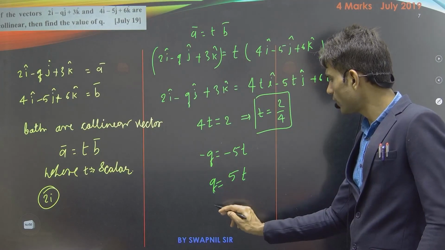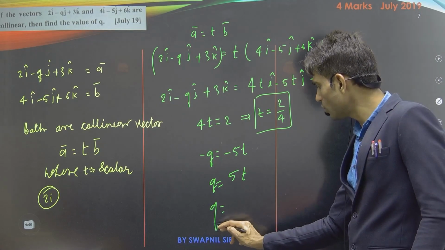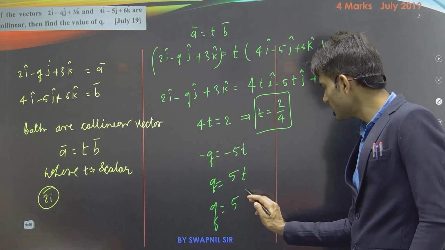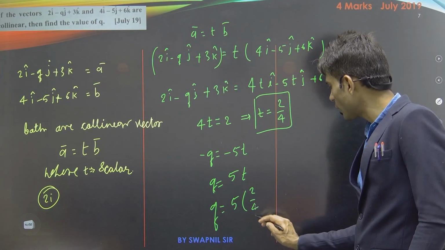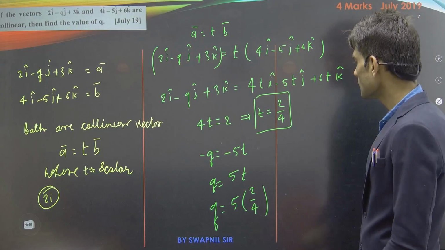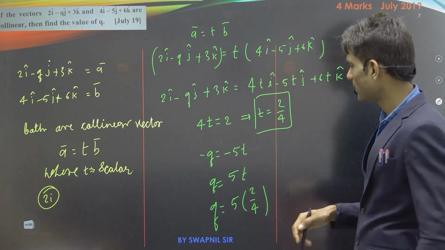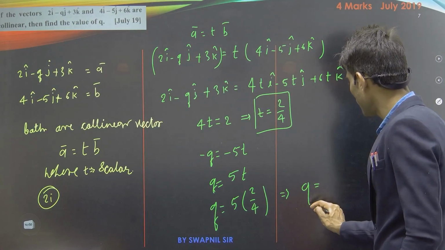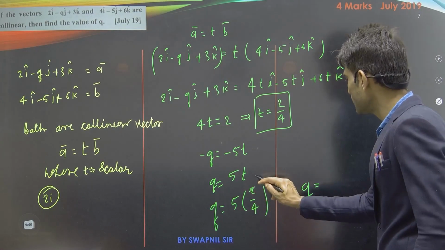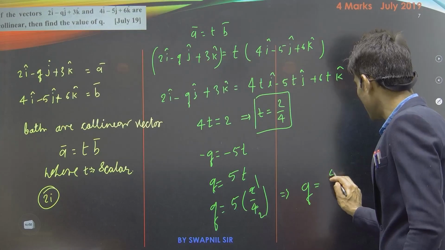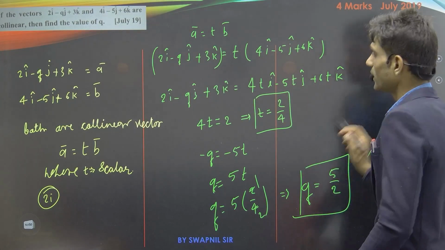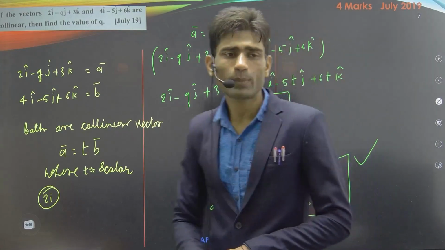Q is equal to 5 times t, and the value for t is 2 by 4. That means 5 times 2 divided by 4. 2 by 4 we write as 1 by 2. 2 1s are 2, 2 2s are 4. That means we got the value for q is 5 by 2. This is our required answer for q, which is 5 by 2.